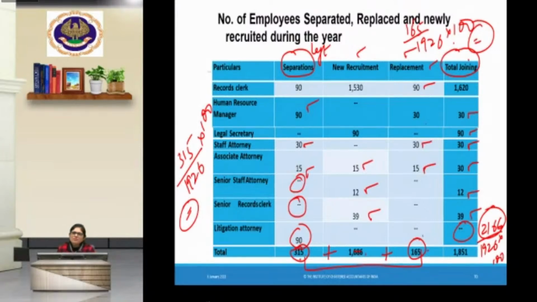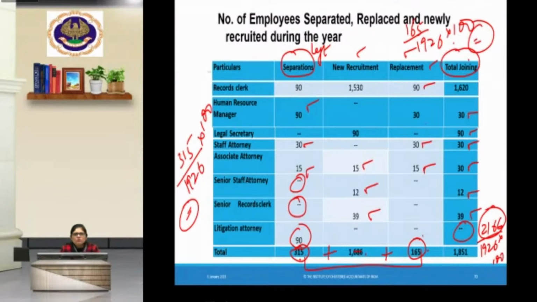So that is all for today, students. I hope you must have understood the concepts of labor turnover. Yes, Alok, I will just forward the request to the concerned team so that they can share the PPT with you.